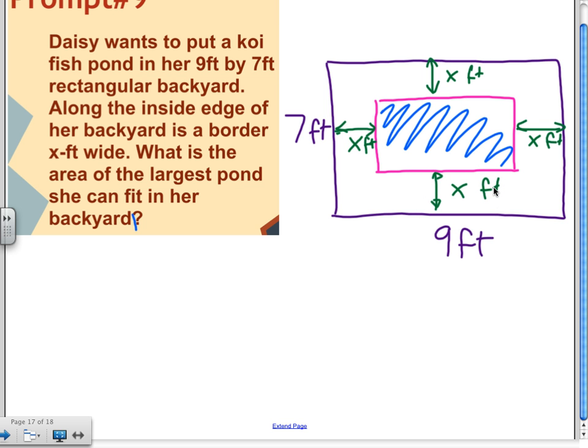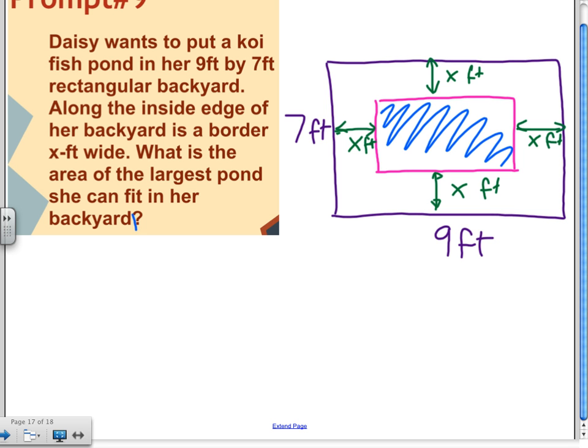Any questions so far about this blueprint that I have up here for you? Can you see what's happening? Okay, so the question now is, what is the area of the largest pond? So basically I'm asking you to find the area of the fish pond. It's a rectangle. Since we know we're dealing with a rectangle, we need to set up a structure for it. What is the area of a rectangle?